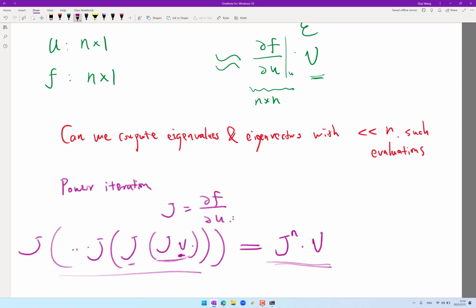Anybody can think of why we want to rescale them, to prevent them from being too small or too large? Too small would be slow. Yeah. So this.